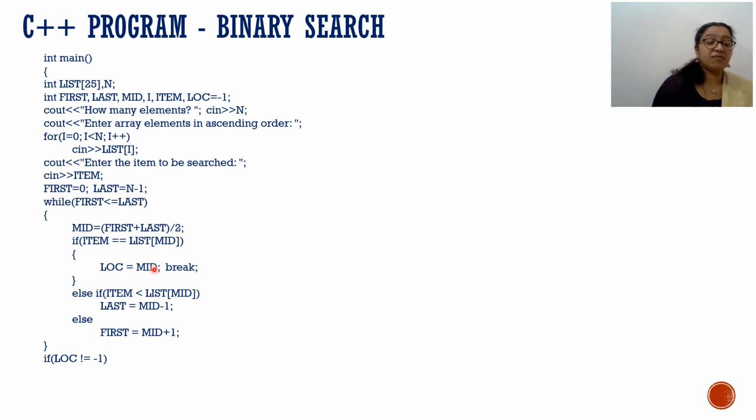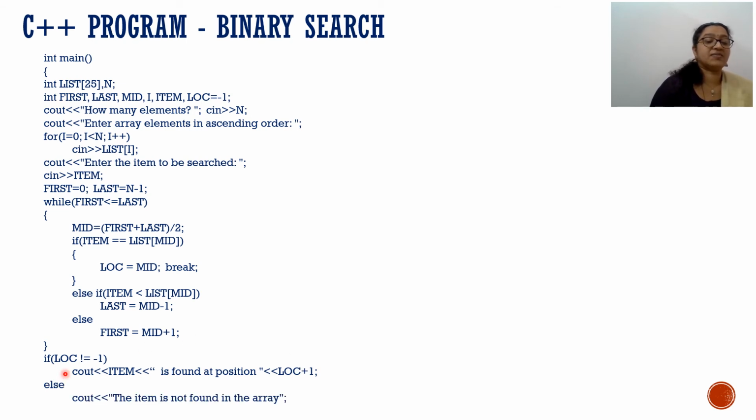See, if location is not equal to minus 1, that means we got the element now. So the item is found at position location plus 1. Location means that is the index number, so location plus 1. Otherwise, else, we can print the item is not found in the array. Got it? So this is the binary search program.